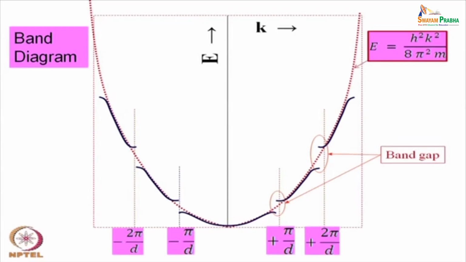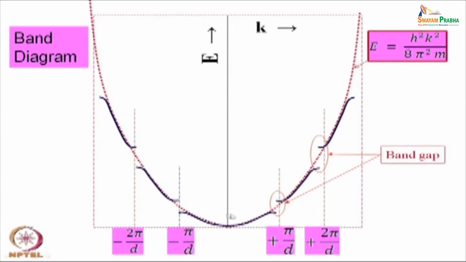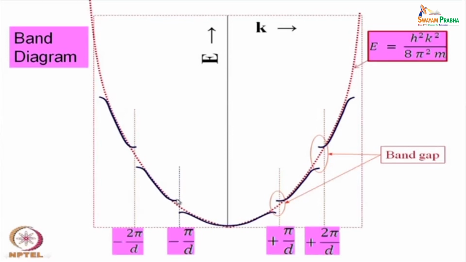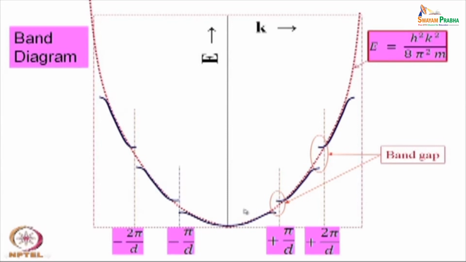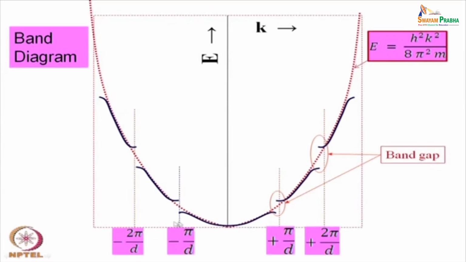So, it cannot stay or occupy any energy level between these values, because this is your E energy axis. From this energy level it has to jump to the next energy level. These are forbidden energy levels. So, at different points of the k vector, different values of the k vector, such discontinuities occur. This is one set of discontinuity, minus pi by d and plus pi by d.